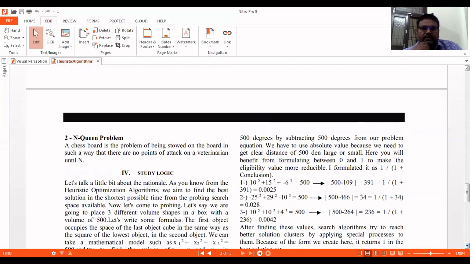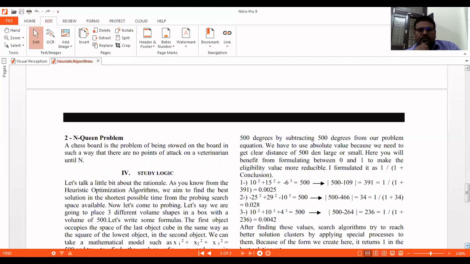And the second column is the N-Queens problem. The chessboard is the problem space: it is the problem of placing queens on the board in such a way that there are no points of attack between them. So, what is the logic behind it? Let us talk a little bit about the rationale.